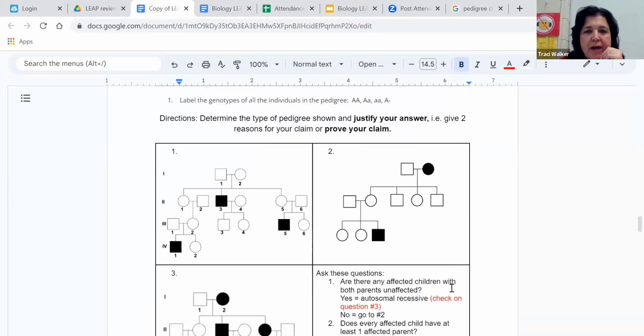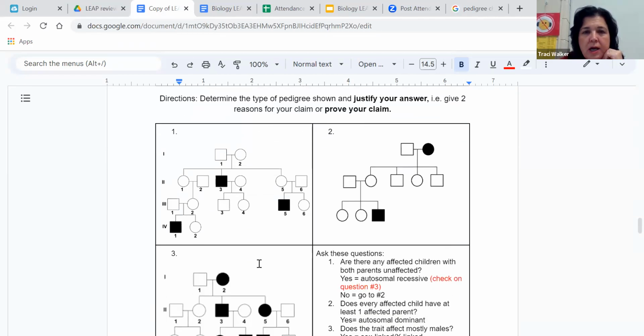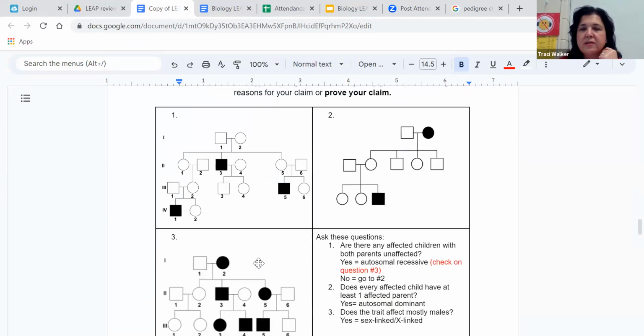So now let's practice a little bit more of determining. This is called determining the inheritance pattern. So the inheritance pattern is one of 3 choices for our reasons. There's other inheritance patterns, but we are only going to look at 3. So is it autosomal dominant? Is it autosomal recessive? Or is it X-linked?